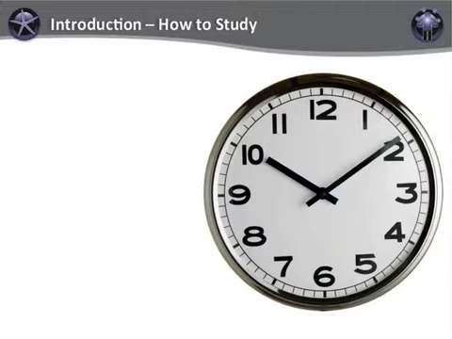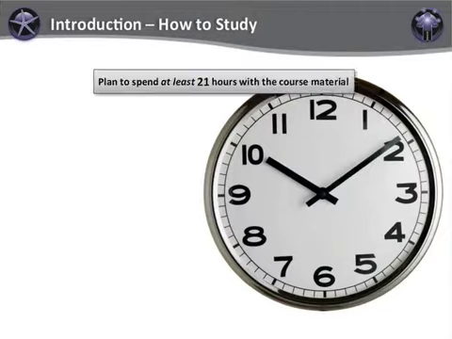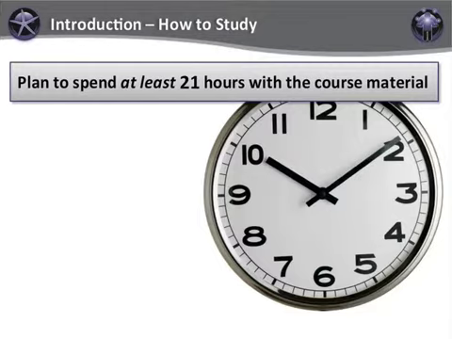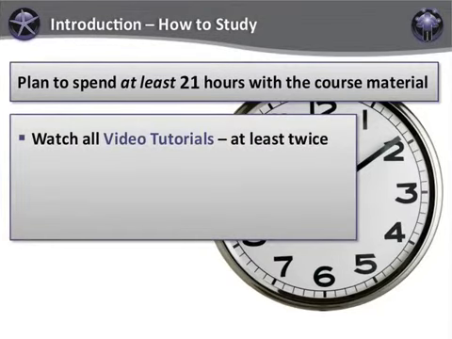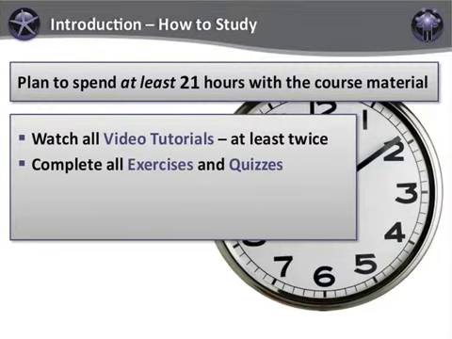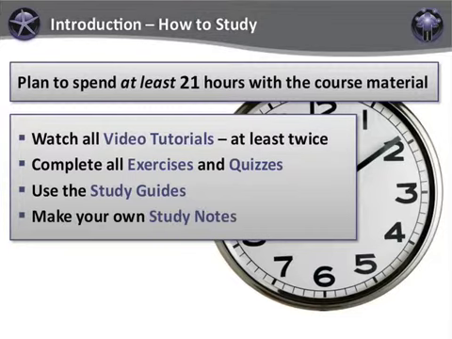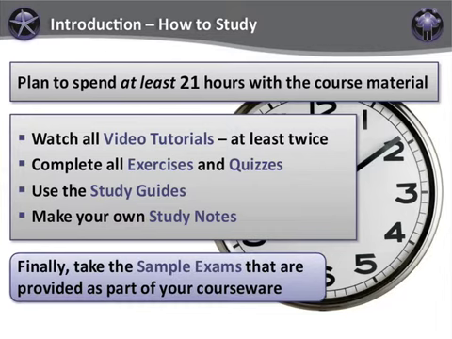To maximize your chances of success in the Continual Service Improvement exam, you'll need to plan to spend at least 21 hours studying all of your course material. Effective study time should be spent using all of the course materials that are provided, including watching the video tutorials, at least twice through, completing all the exercises and online quizzes, using your study guides to maximum effect, completing your own study notes, and taking the sample practice exams that are also provided.